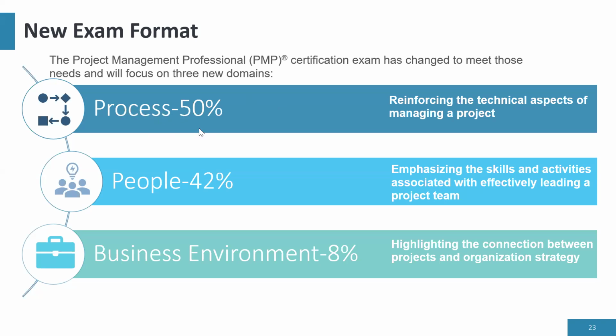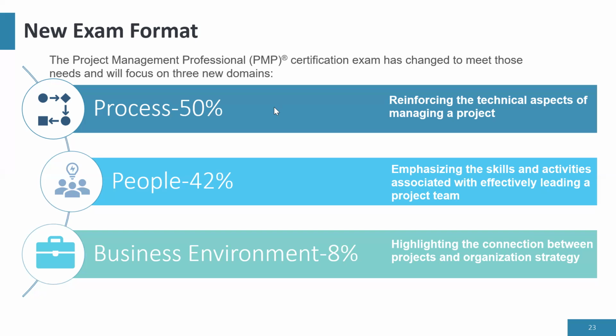Agile has its own process, but Agile's processes are very few compared to waterfall. This is one of the reasons why Agile is faster, because it doesn't have as many processes. 50% of your exam questions are going to be based on processes. Now, your exam questions are 180 in number. So that means 90 questions will be based on processes.